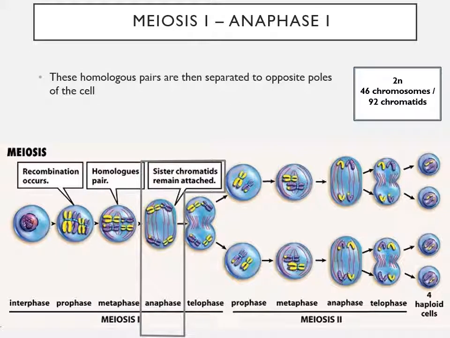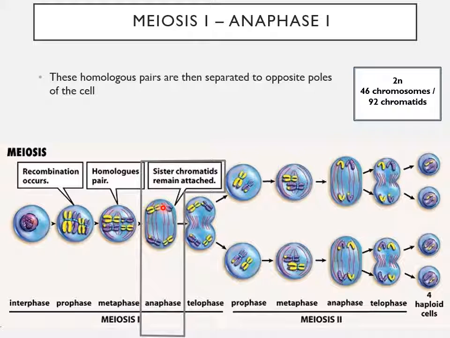Moving on to anaphase, the homologous pairs are then separated, so one of chromosome 1 goes to this side, one of chromosome 1 goes to this side, one of chromosome 2 goes to this side, one of chromosome 2 goes to this side, etc. for all 23 different pairs. And the sister chromatids remain attached. They do not separate from each other during this part of meiosis.